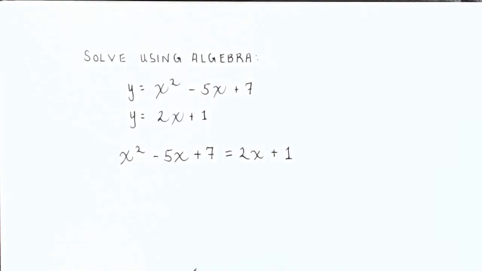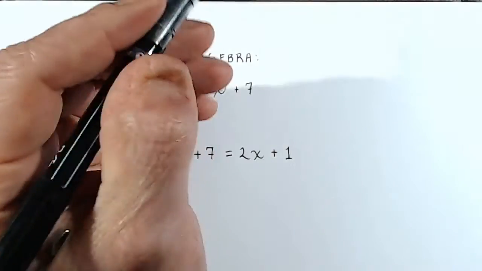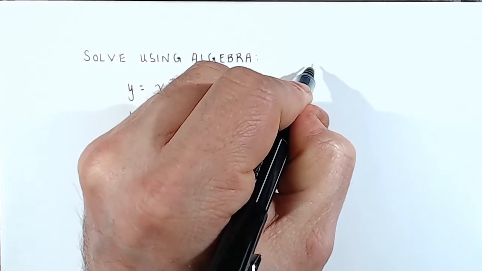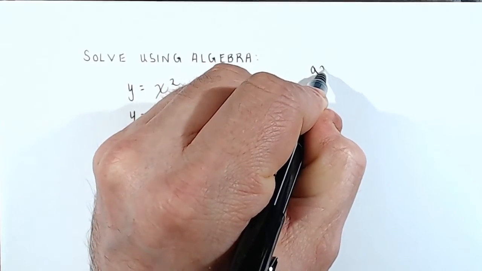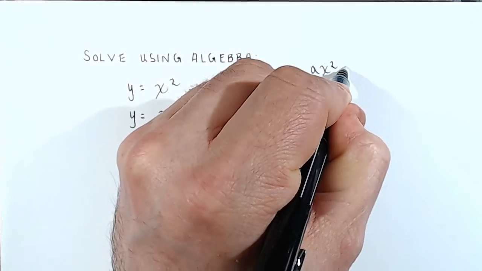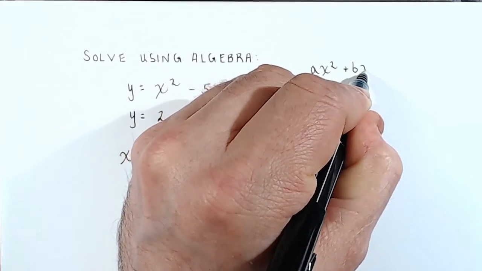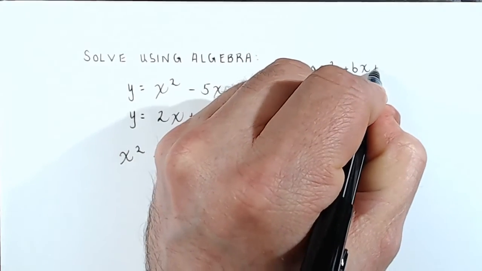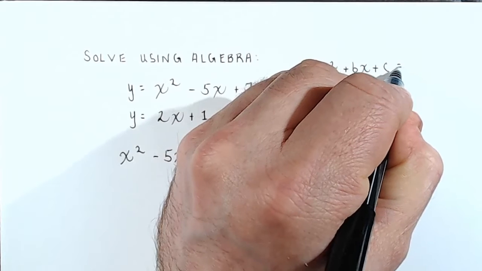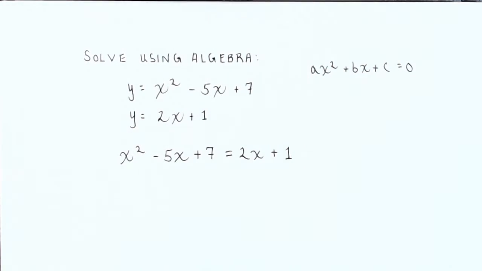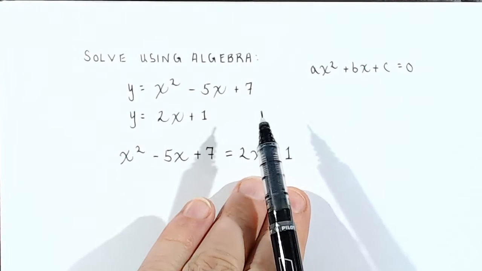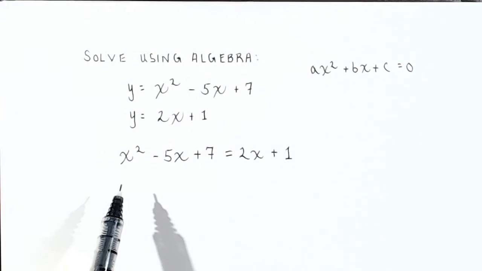And now we'd like to get this into standard quadratic form. Standard quadratic form is ax squared plus bx plus c equals 0. What that means in practice here is we want to move all these terms on the right side over to the left side and set this entire equation equal to 0.